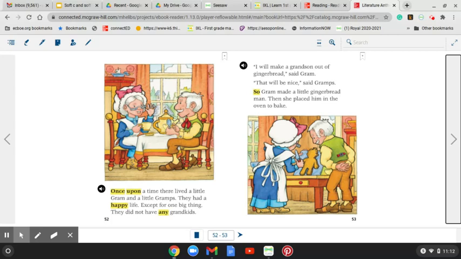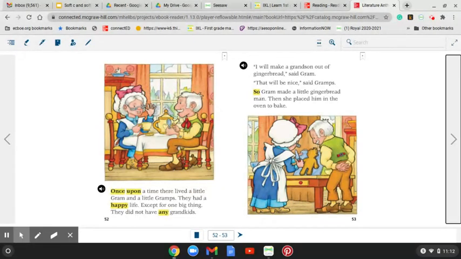Now let's think for just a moment. I would like for you to find the word once and put your finger on it. Good. Find the word so and put your finger on it. Good. Find the word any. Put your finger on that. Very good. The word happy. Good. And the word upon. Remember, we said once upon will be at the beginning of folk tales and fairy tales.